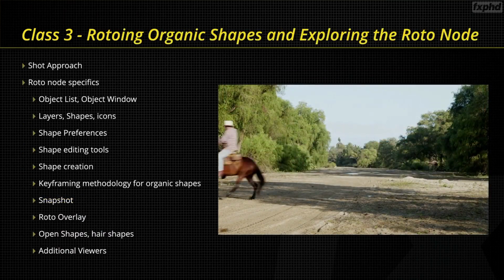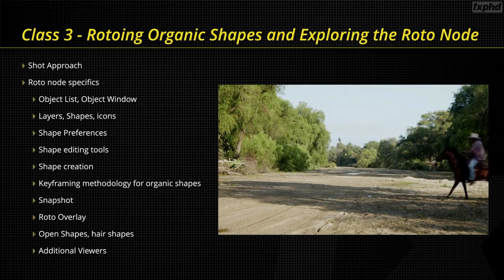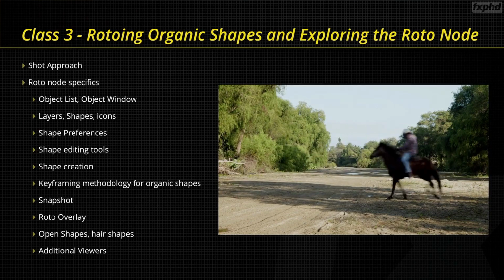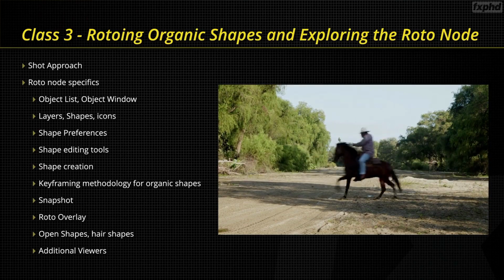Class 3 is rotoing organic shapes and exploring the roto node. I will start building upon our knowledge as I talk about the roto node in relation to a shot that we are working on. And I'm also including some other things in there too. You can see there's a lot of things on the left side there that I'm going to be going over.